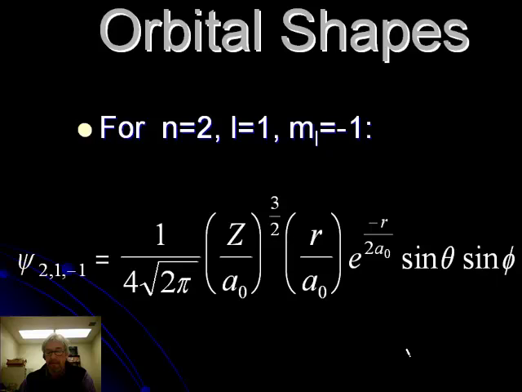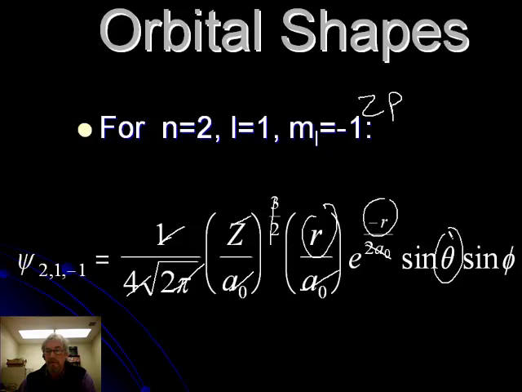This is the remaining 2p orbital. N is 2, L is 1, m sub L is negative 1. Again, this depends on r, theta, and phi. So once again, no symmetry. It's going to matter where you are in r, theta, and phi.